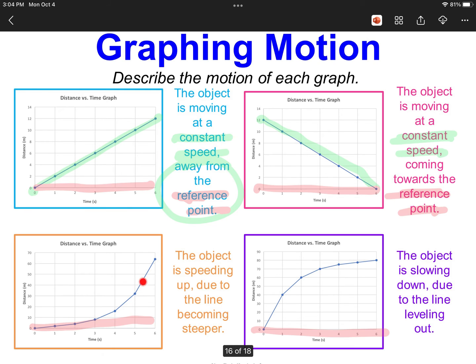So when we're going at a curve here, it's speeding up. The line is becoming steeper and steeper, and we're going away from the reference point here. Here, we're still starting at our reference point, but we start off steep and we slow down. That means that object is slowing down.